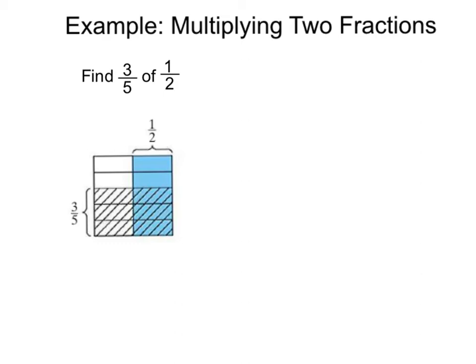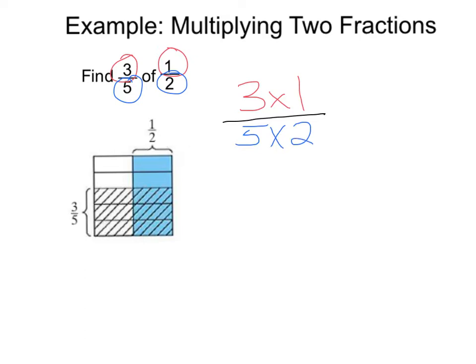So if we're going to work this out, we're going to multiply our numerators, which are 3 and 1. So we have 3 times 1 over our denominators being multiplied, 5 times 2, which gives us 3 times 1 is 3, and 5 times 2 is 10, so 3/10.